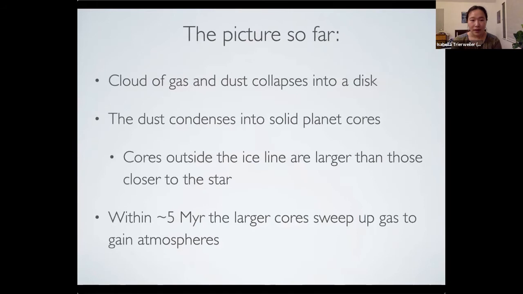All right. So far, we've got our cloud of gas into a disk. We condensed our dust into solid cores. We thought about the ice line a little bit and how that helps with these planet cores. And then we figured out that within about 5 million years, the larger ones need to sweep up a bunch of atmosphere. So that's our general picture at this point.